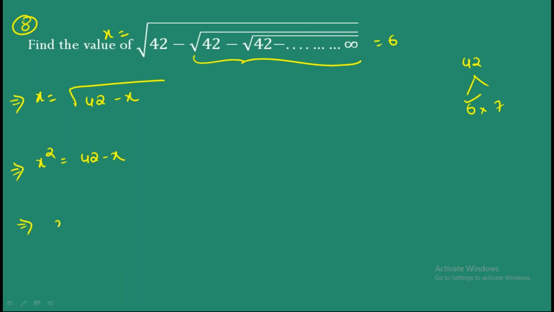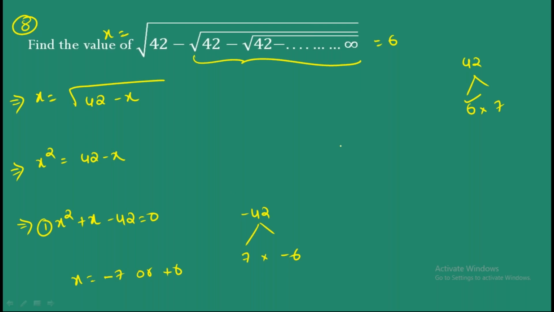And we can say x square minus x minus 42 is 0. Minus 42 can be written as plus 7 into minus 6. Minus 42, and 7 minus 6 is 1. So x square coefficient 1, here x will become minus 7 or plus 6.